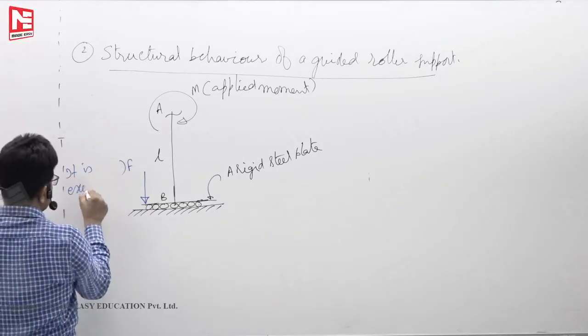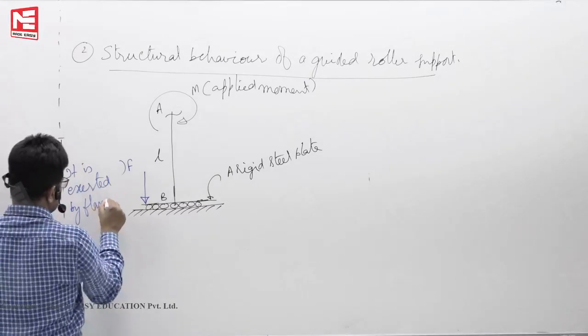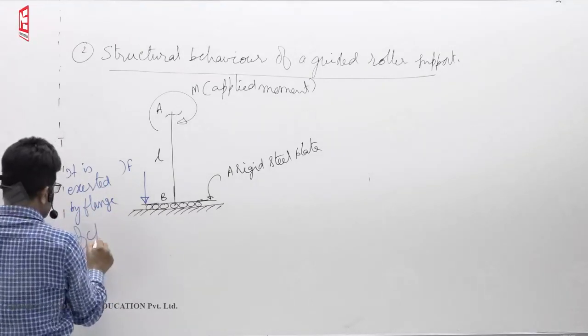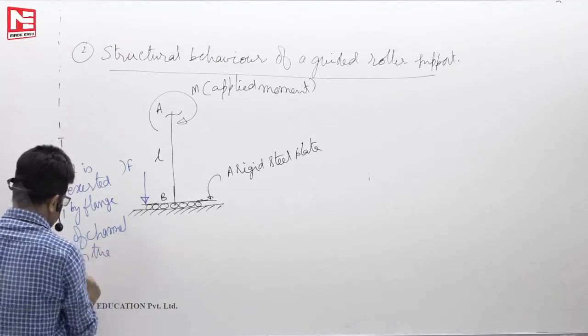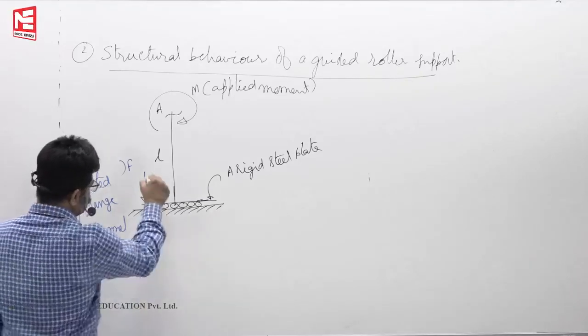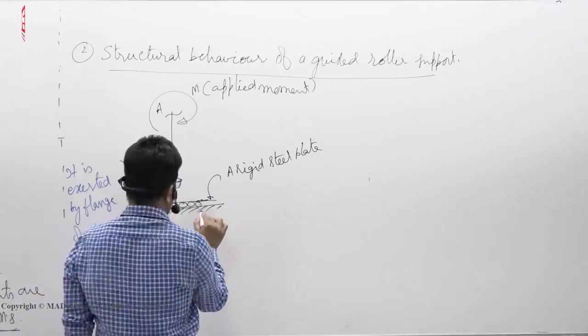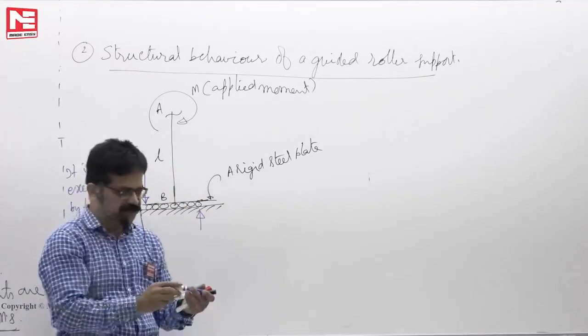It is exerted by the flange of the channel on the rigid plate. Now here this ground will exert an upward reaction. Actually that pressure varies in some fashion.